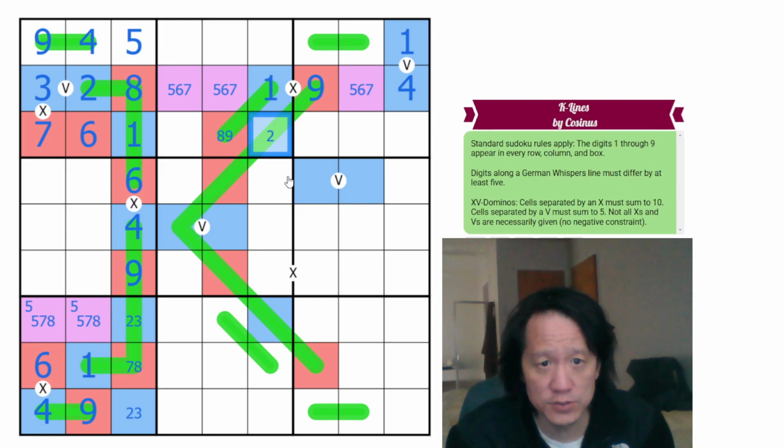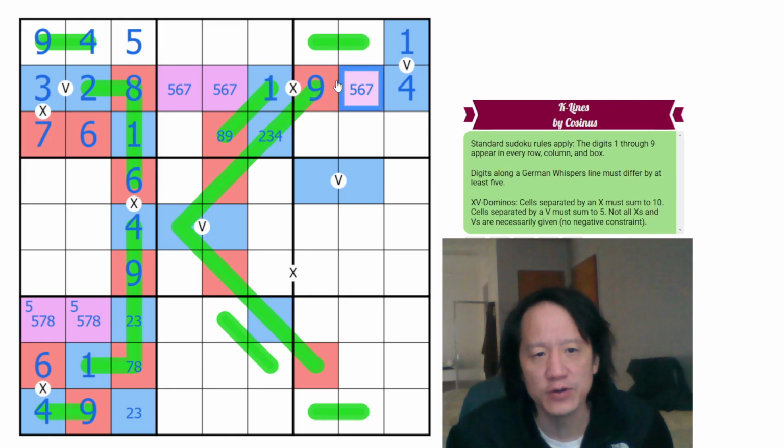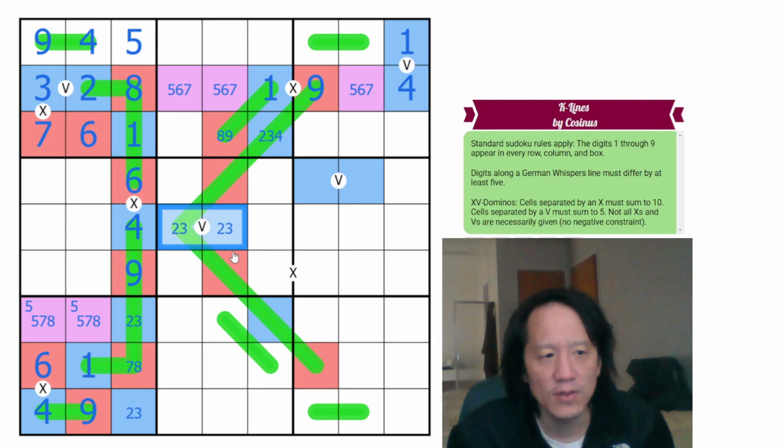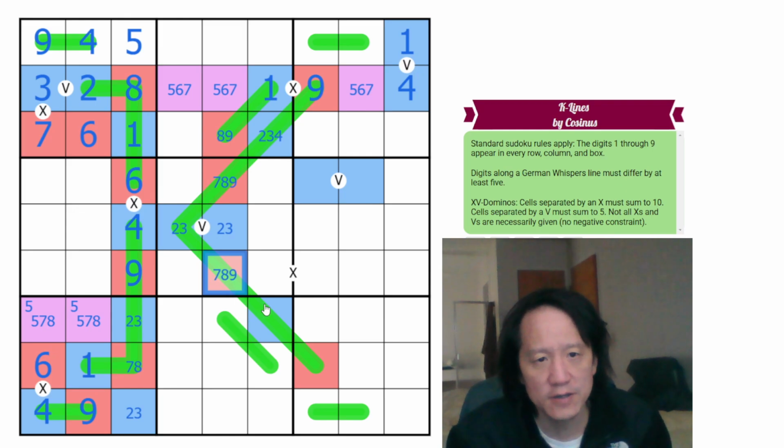This has to be 2, 3, or 4. And 4 could be there because these could be both 9. We don't know, though. This can't be 1 and 4, therefore this has to be 2 and 3. If this is 2, this would have to be at least 7. So this is at least 7, 8, or 9. This is 7, 8, or 9.